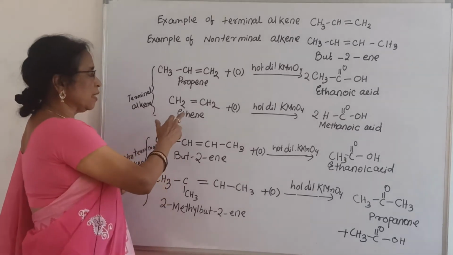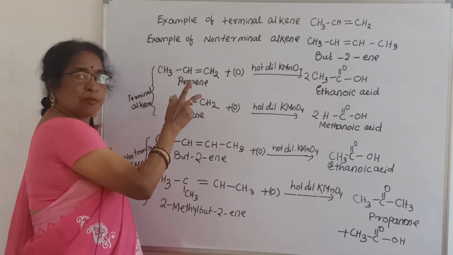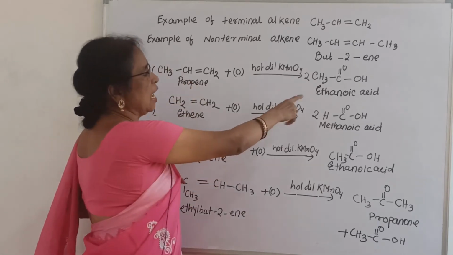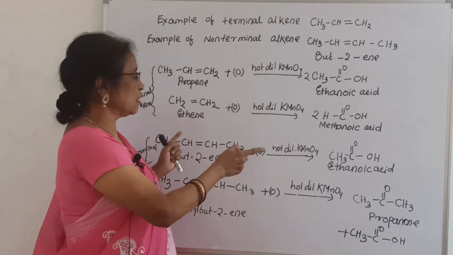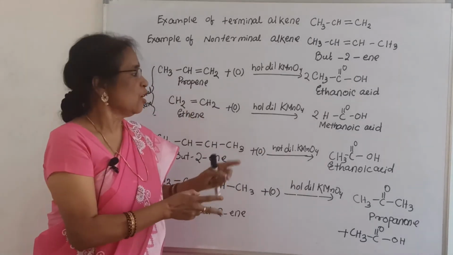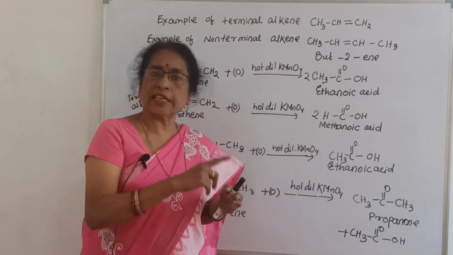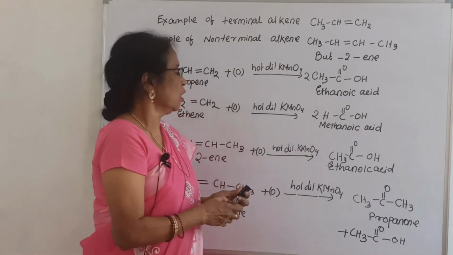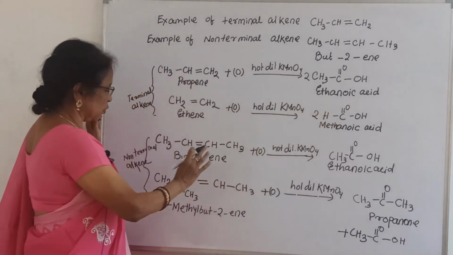Now if it is propene, 3 carbons, 1 carbon less acid is formed. If it is ethene, with 2 carbons, it forms methanoic acid. Methanoic acid contains 1 carbon, so it is methanoic acid, HCOOH.